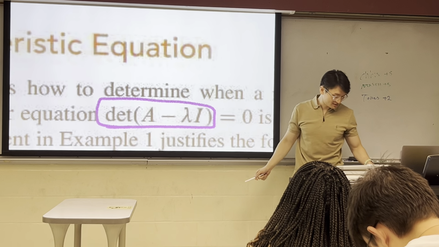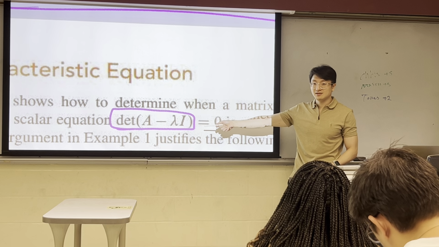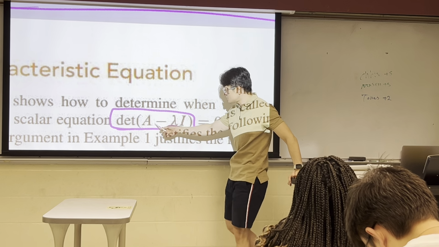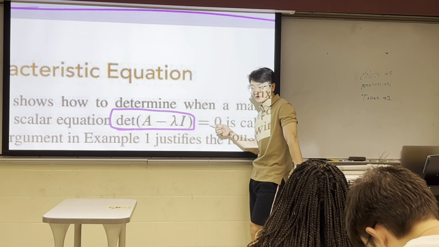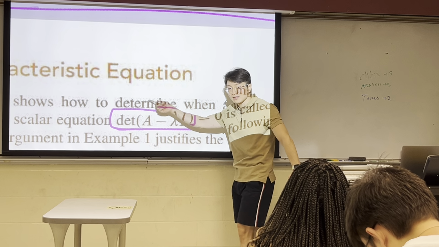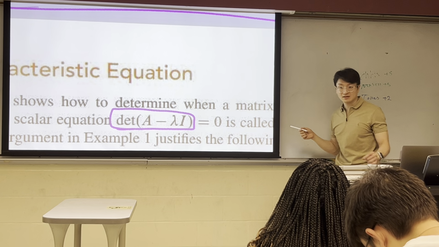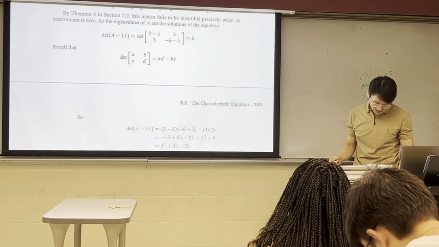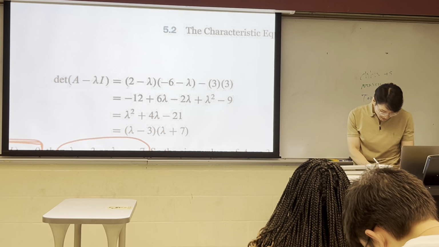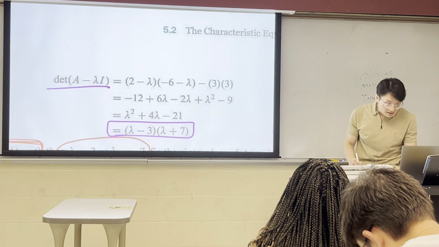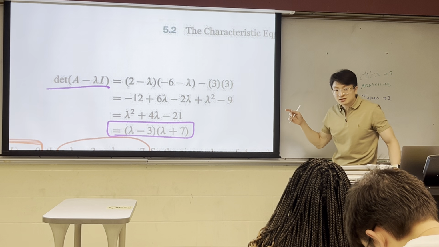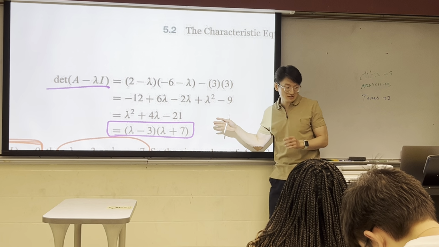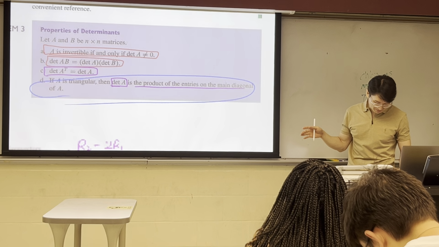Sorry, guys. So this looks familiar, just like the first example, right? The determinant of A minus lambda I equal to 0 is the way you can find eigenvalues, right? This is called the characteristic equation. Okay? Make sense? It has a special name.